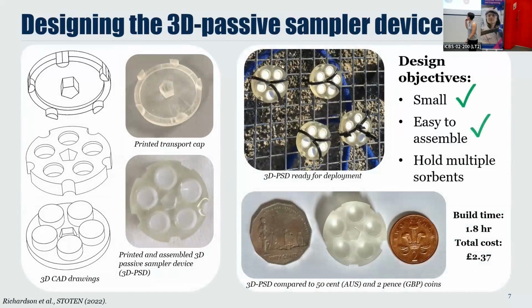These devices are very easy to deploy. For example, here, this is actually a baking cooling rack that I cable tied them to and drop them into the Thames. And overall, you can see it's very small. It's the size of a 50-cent Aussie coin, or for the UK, it's just slightly larger than a UK 2 pence coin. Overall, the total cost of the device to 3D print is less than £2.50. So this has sort of solved our scalability side.